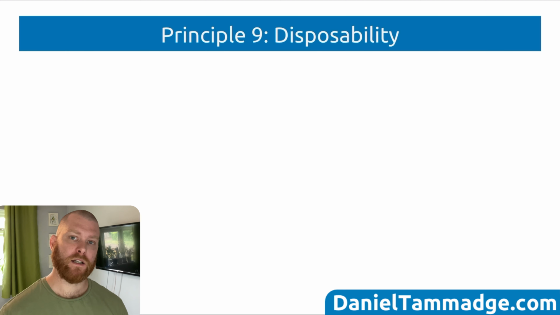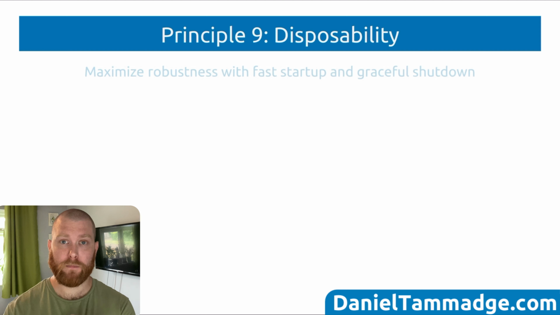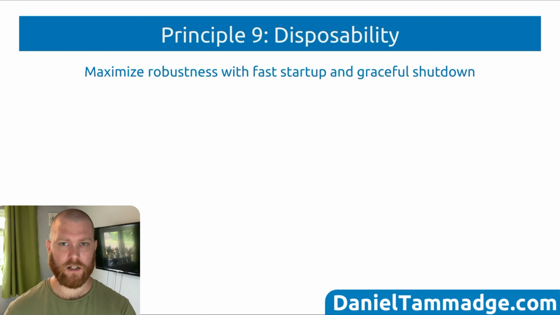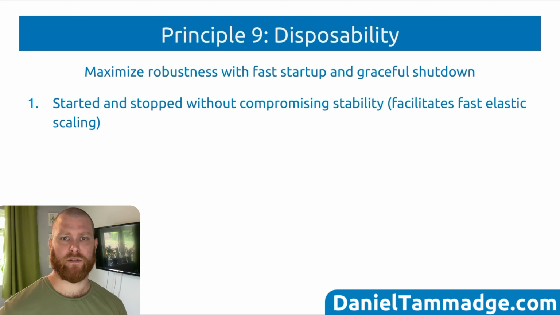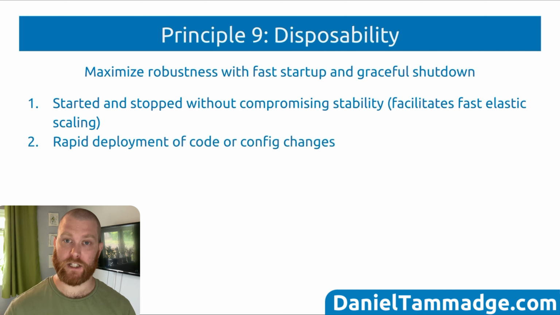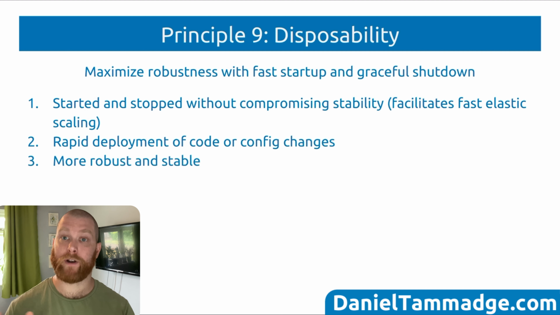Principle 9, disposability. Maximize robustness with fast startup and graceful shutdown. This principle emphasizes the importance of ensuring that software applications can be easily started and stopped without compromising its stability. By ensuring that software can be easily started and stopped, developers can ensure that it's more robust and can handle failure more gracefully.